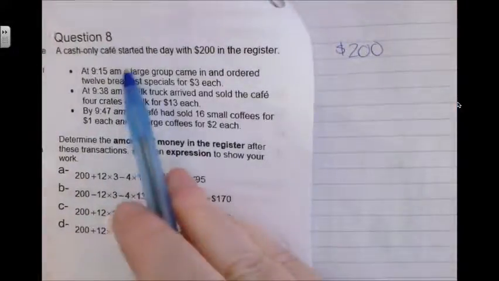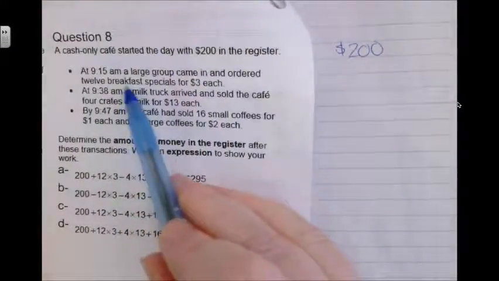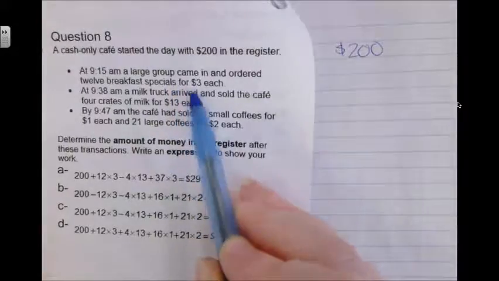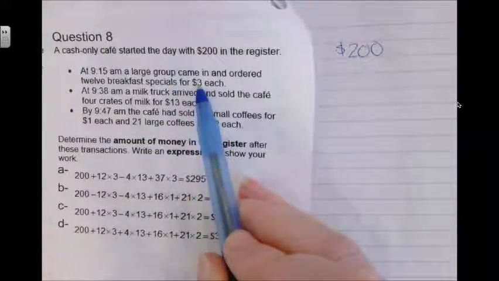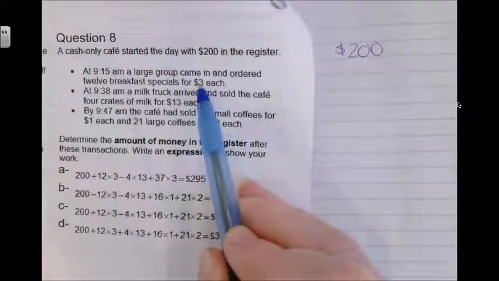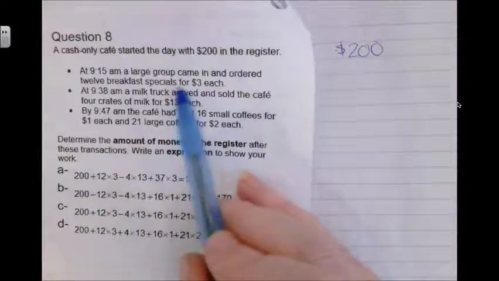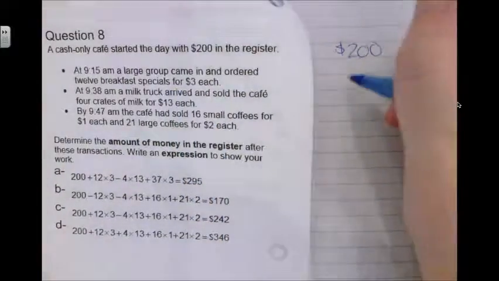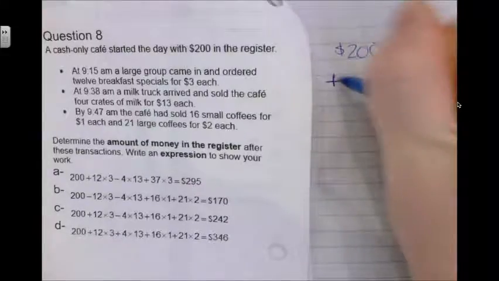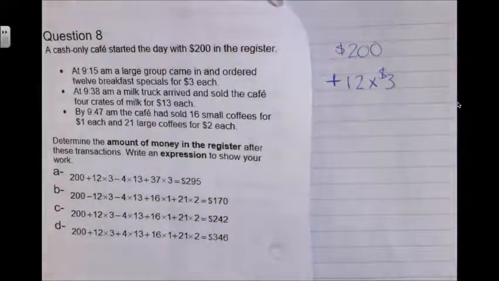It says at 9:15 a.m. a large group came in and ordered 12 breakfast specials for $3 each. So originally when I was reading this, I thought we were supposed to subtract these amounts, but you're trying to see how much money is in the cash register. So when they buy those 12 breakfast specials, the cash register is getting another, so plus 12 times $3. Okay, so you're gaining that money in the cash register.